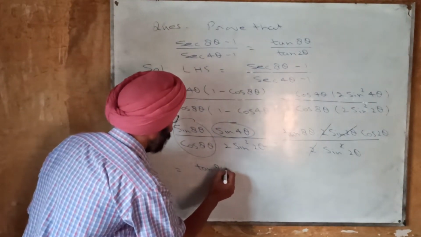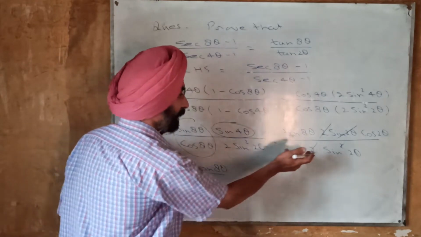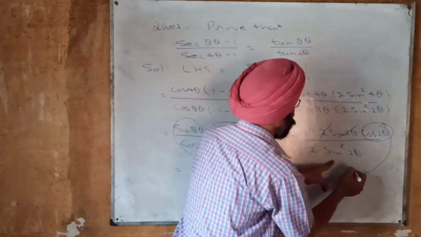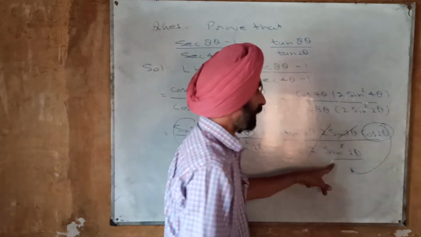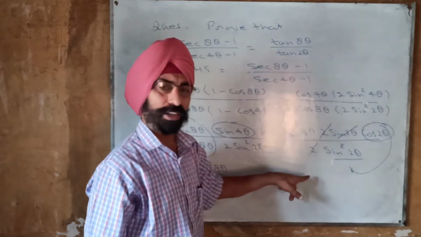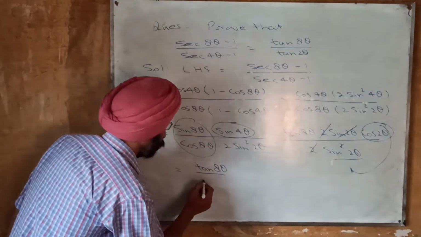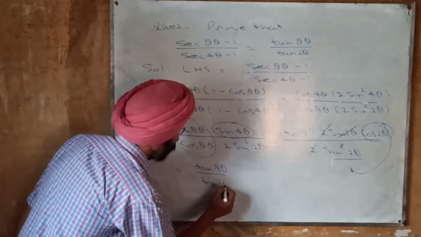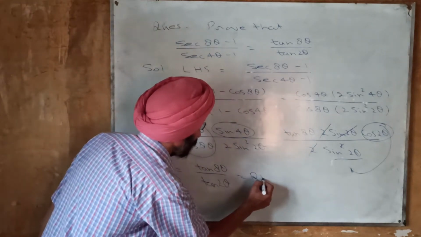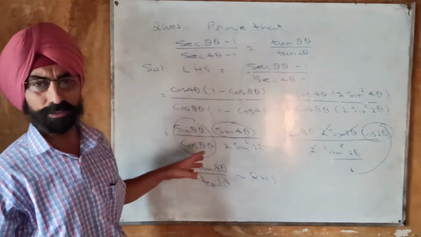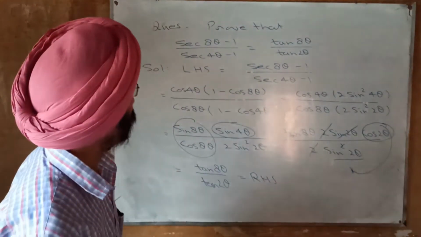you will be left with tan 8 theta divided by sin 2 theta, and take this sin 2 theta to the denominator of the denominator. So sin 2 theta over cos 2 theta will become tan 2 theta in the denominator. So tan 2 theta, and this is the required right hand side we wanted to prove. So this is the solution of this question. So I will take some more questions.